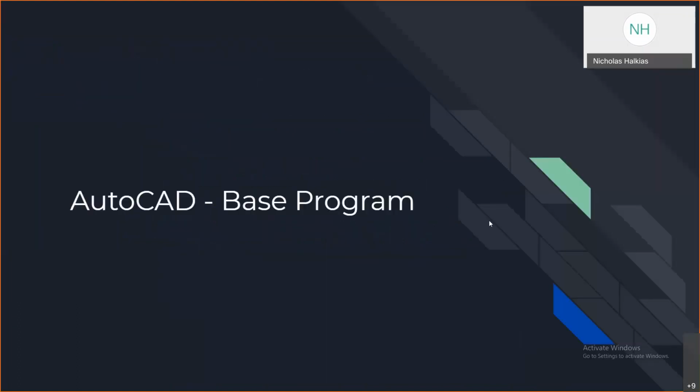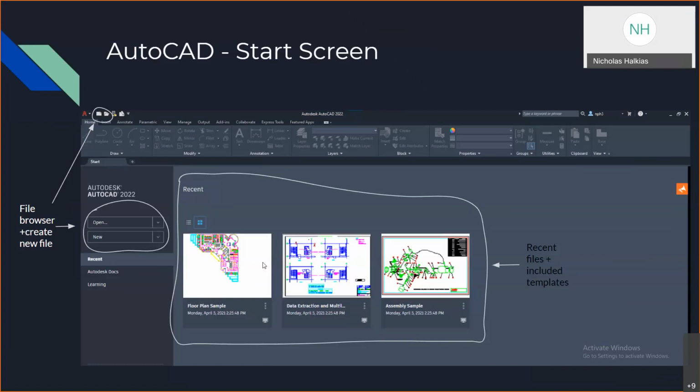So real quick, we're going to go over AutoCAD again, the base program, not including AutoCAD Electrical just yet. So when you open up AutoCAD, this is what you'll see. Right in front of you, you will see your recent files. When you first open up the program, you obviously won't have any recent files, but AutoCAD does come with some templates or some samples. So, you have a floor plan, you have an assembly, and some data extraction, just examples, just showing you what you can do with the program.